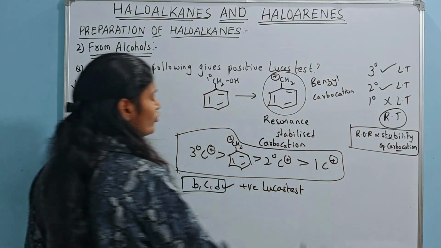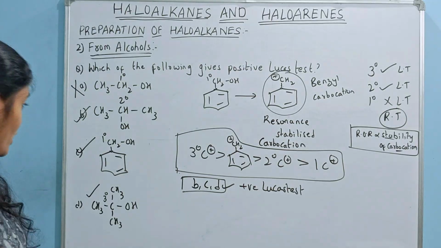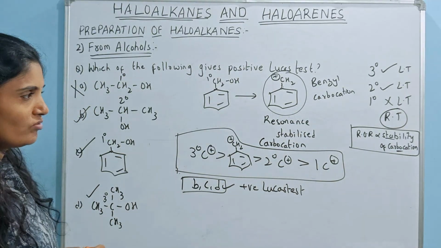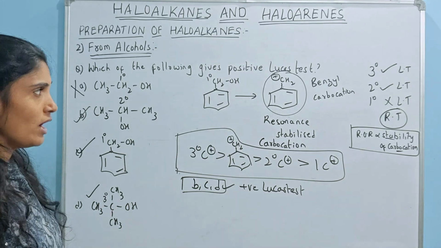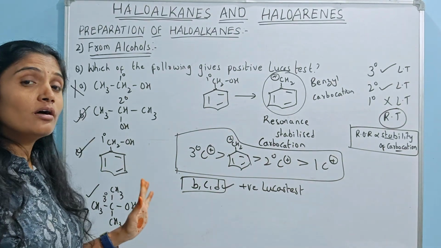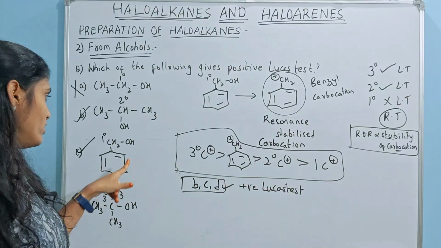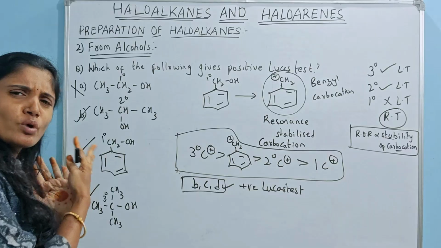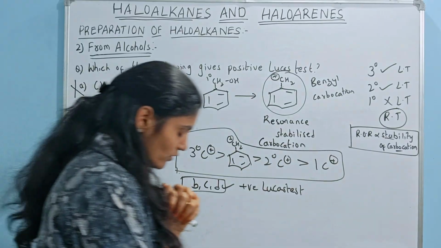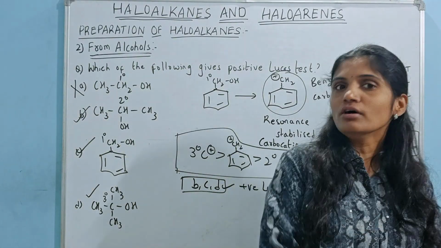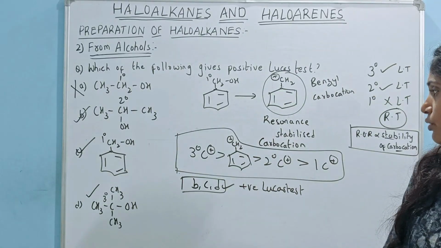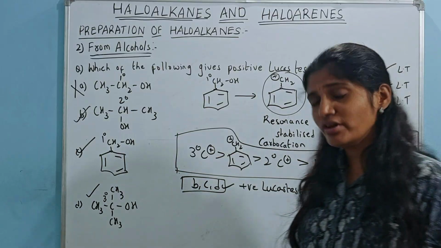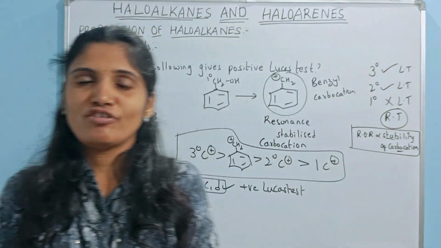A will not give because it produces primary carbocation. Though C also produces primary carbocation, it is a resonance stabilized carbocation. So that will lead to a very good rate of reaction, giving a positive Lucas test. So this is a very important question to understand. Okay, how do different alcohols react to the Lucas reagent. So hope you understood this concept. Very important question. Okay, usually children get confused here, so I have taken this question.